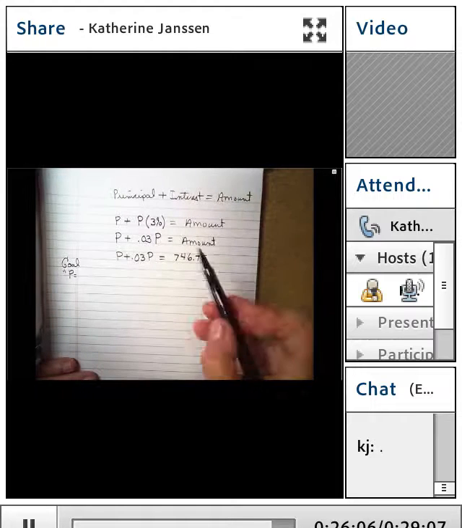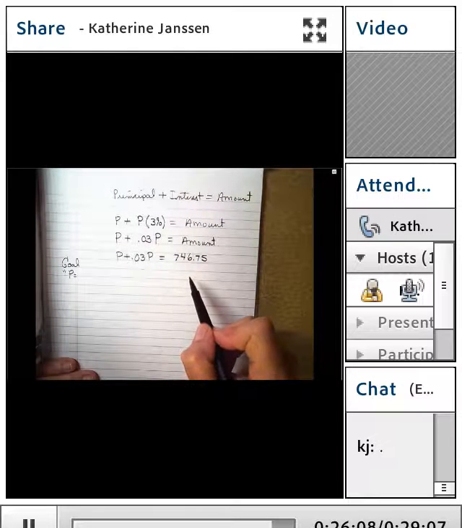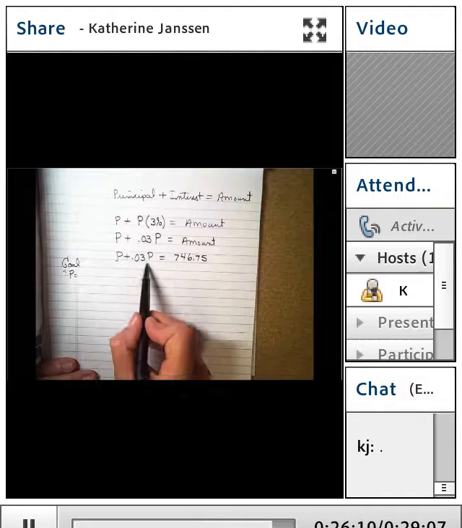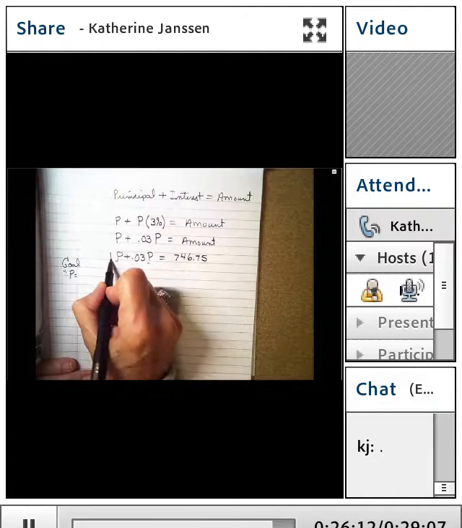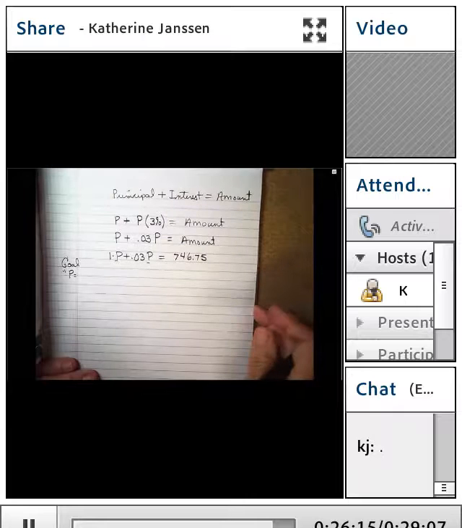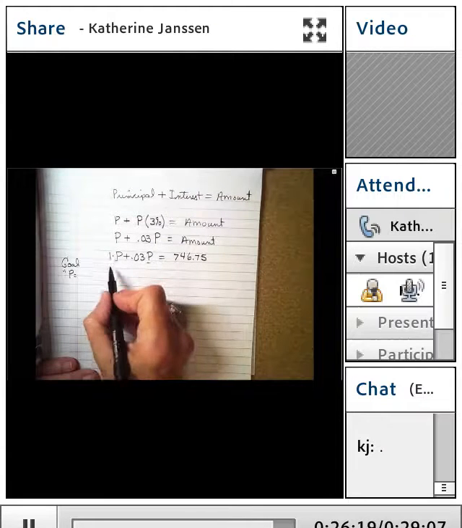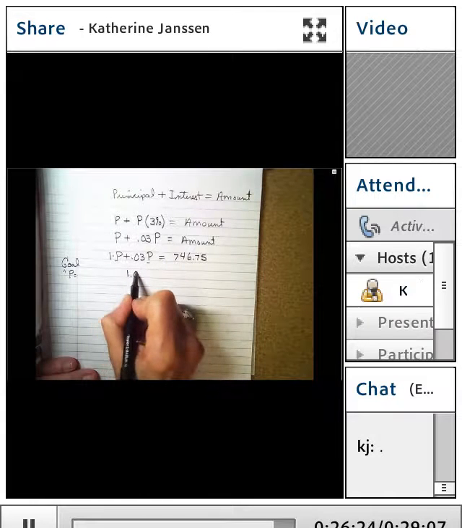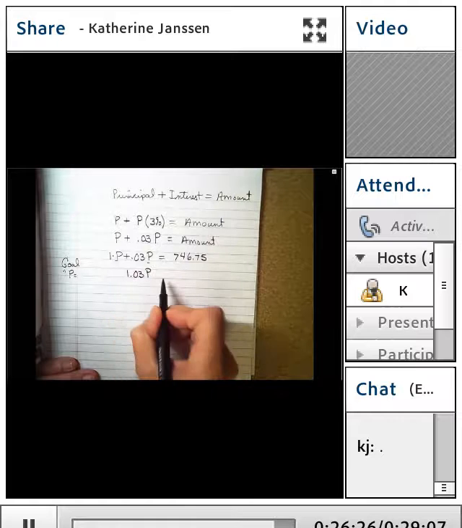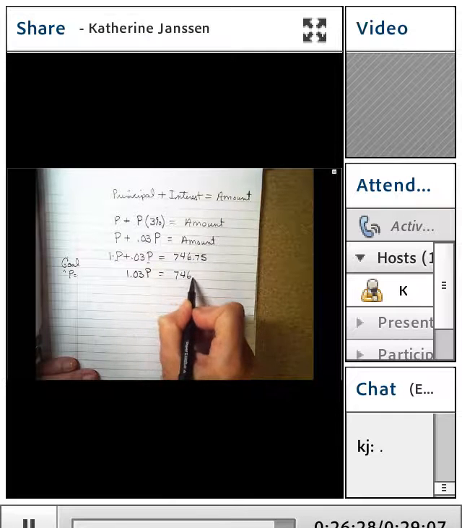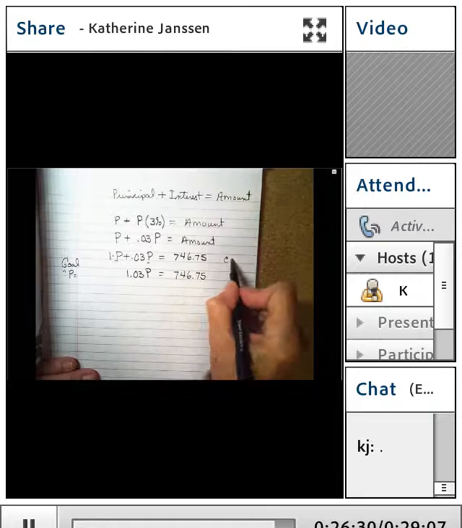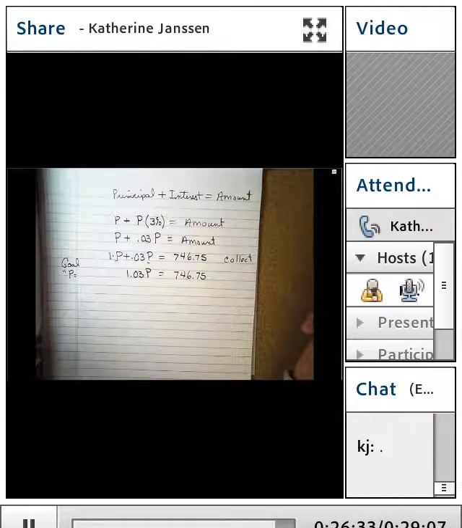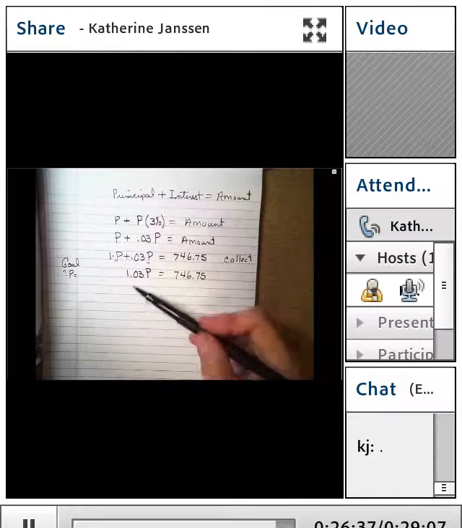Now, careful, this is a very common mistake. We're adding like terms, but this is actually 1 times P. So adding, I have 1P plus 0.03P, which would be 1.03 times P. So I collected like terms. 1P plus 0.03P would be 1.03P.